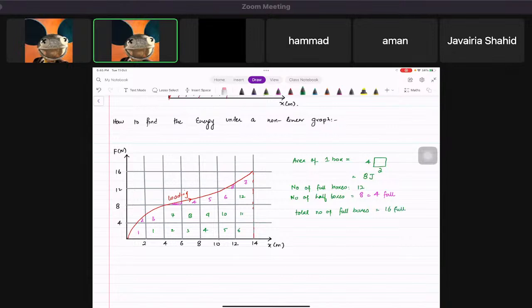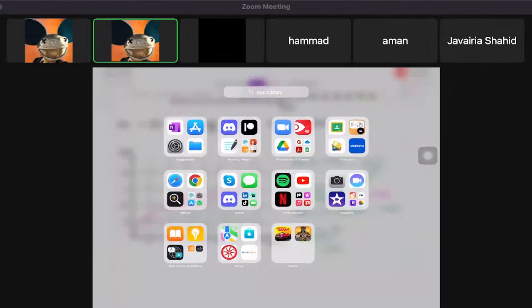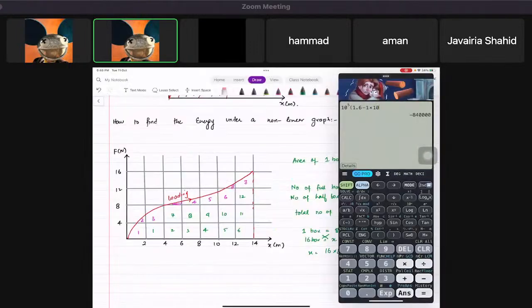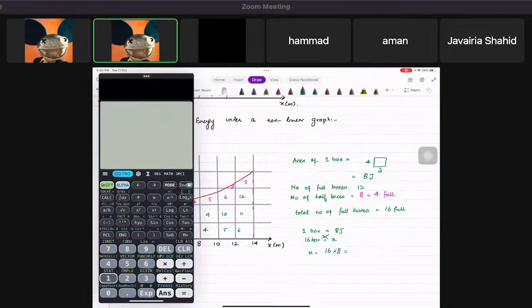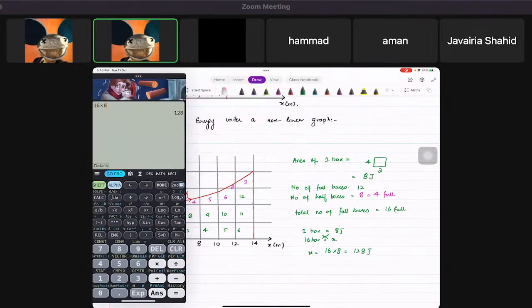Then I can say, okay, one box represents 8 joules of energy, then 16 boxes would be how much, and I'm going to cross multiply this. So it's going to be 16 times 8, which is basically, let's find it through calculator, bad mental maths. So it's going to be 128 joules. Is it clear, everybody? Any questions? Let me know.